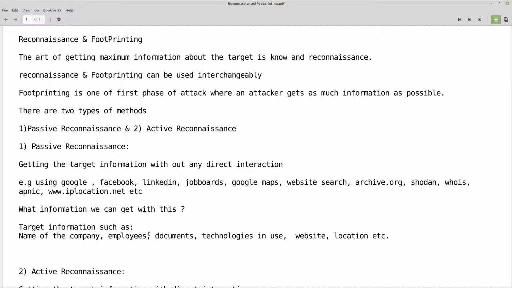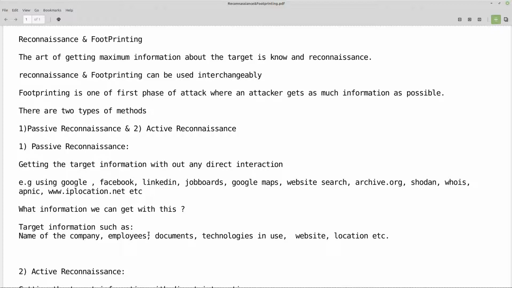There are two types of reconnaissance. First is passive reconnaissance and second is active reconnaissance. So what do we mean by passive reconnaissance? In this type of reconnaissance or footprinting, we are getting the target information without any direct interaction. We are not going to directly interact with the target, any computer, or any network. What we do is get the maximum information about a company using tools which are freely available on the internet.